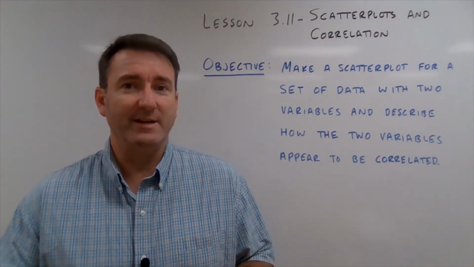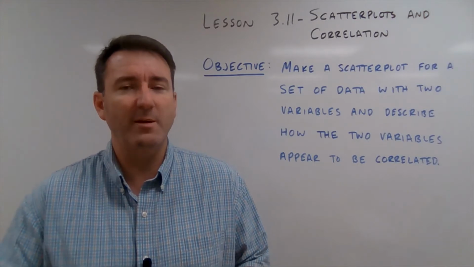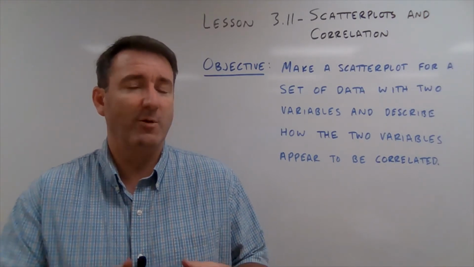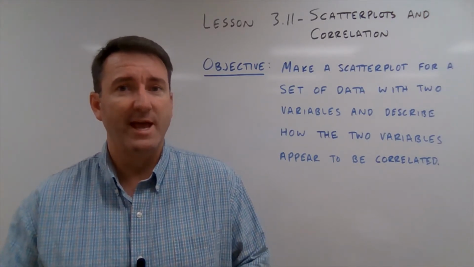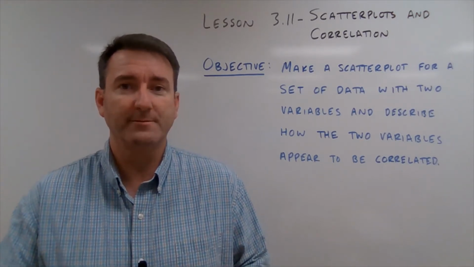Lesson 3.11, Scatterplots and Correlation. Our objective for this lesson is to be able to make a scatterplot for a set of data with two variables and describe how the two variables appear to be correlated.